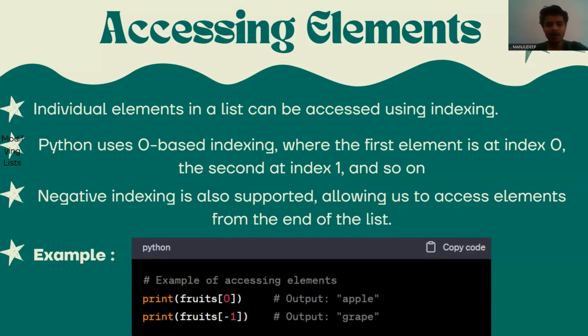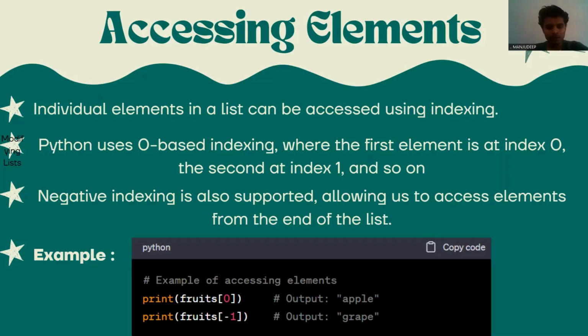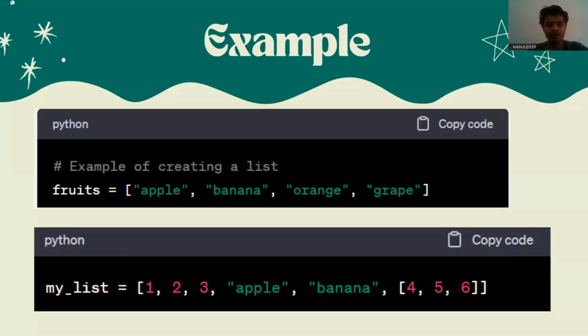The example of accessing an element: print in round brackets fruits and in square brackets 0. The square bracket should be closed and the round bracket also should be closed. This example is taken from the previous example as seen here. The output of the first print statement will be apple, as the index of apple is 0, the index of banana is 1, orange is 2, and grapes is 3.